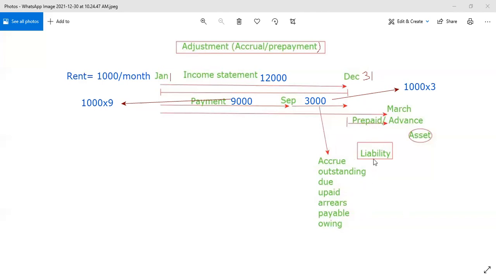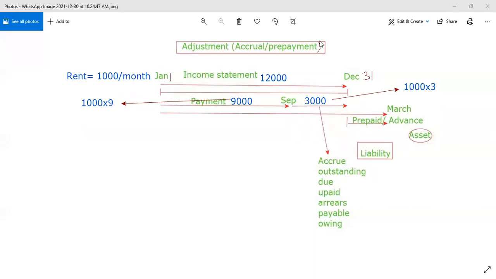This is actually why it is a liability, because you have to pay it. You have paid up to September, but still you have to pay from October to December, which is 3 months. So 1,000 multiplied by 3, you have here 3,000. Clear? So this is liability because you have to pay it.